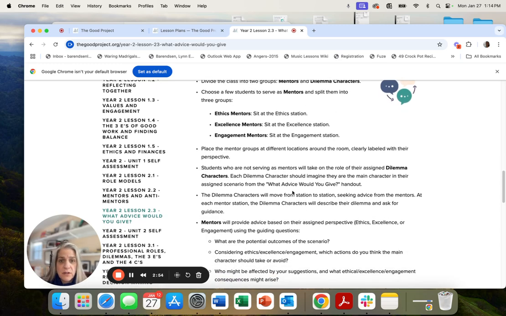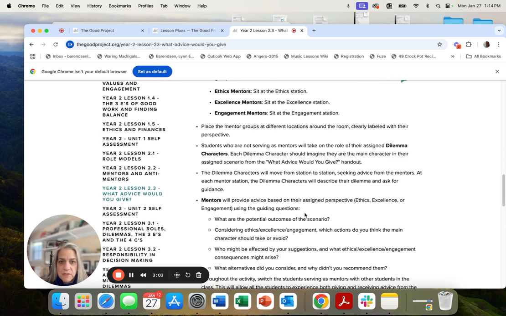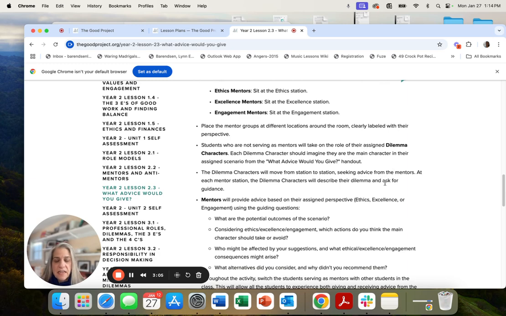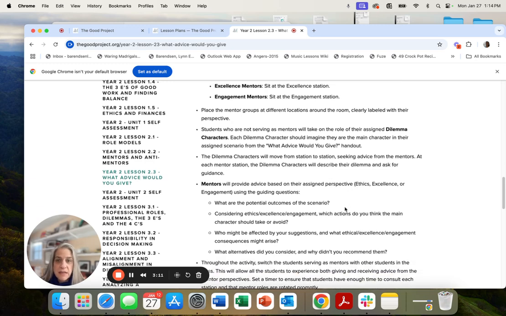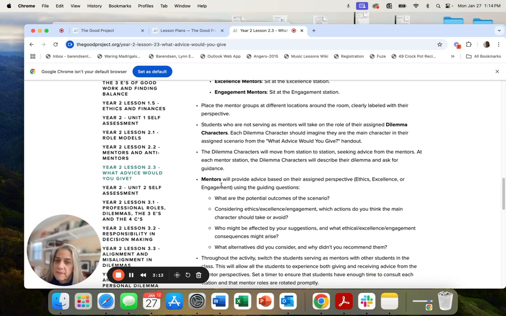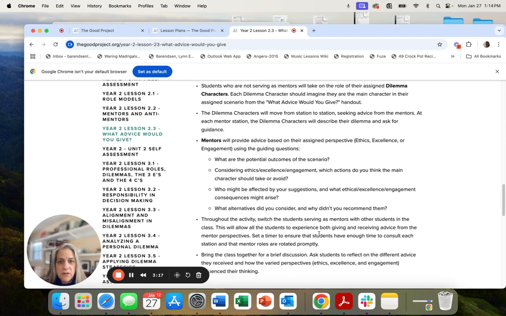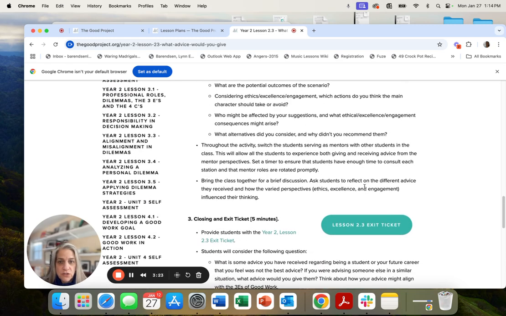Those who are not serving as mentors are going to take on the role of one of those individuals seeking advice. They'll walk around and move from station to station asking advice, and they should ideally be hearing advice that takes into account one of those 3 E's. Mentors are asked to give advice. What are the potential outcomes of this scenario, considering their particular perspective of excellence, ethics, or engagement? What do you think the individual should do?